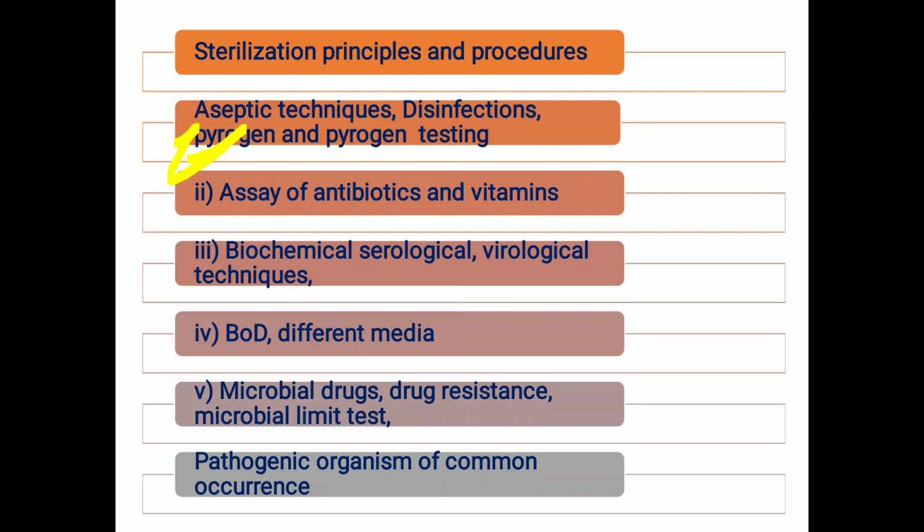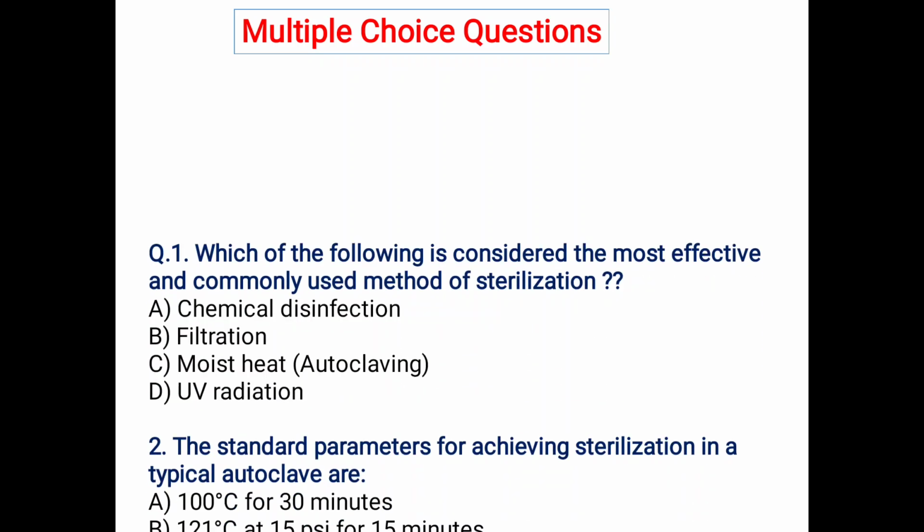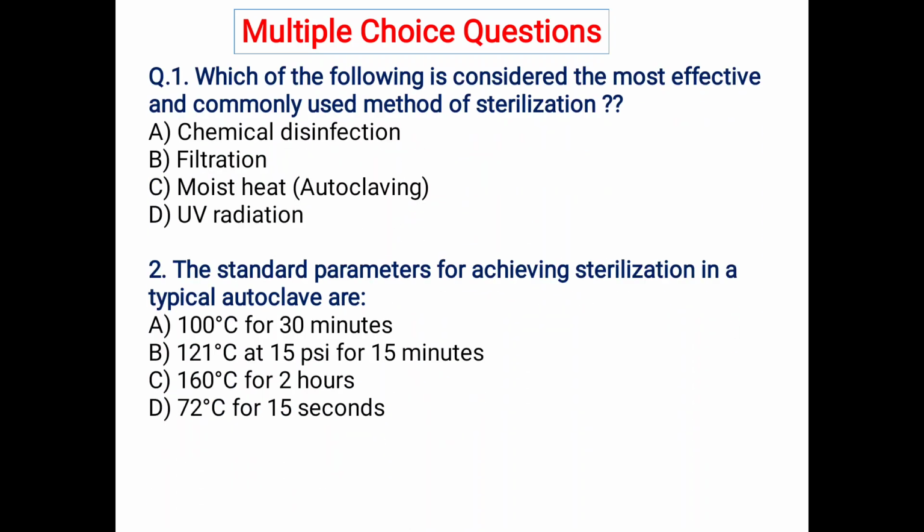So let's start with multiple choice questions. First question: which of the following is considered the most effective and commonly used method of sterilization? Physical sterilization, chemical sterilization, and mechanical sterilization.